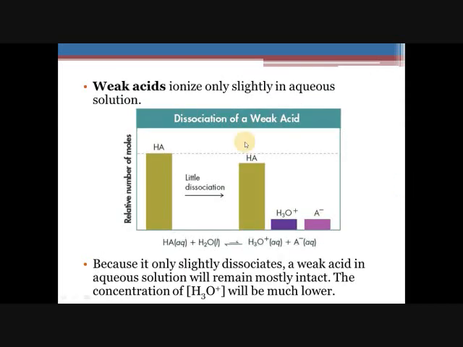If this is the before, where we have all acid, and then the after, there is still some of that weak acid left. The H3O+, the hydronium, and the anion both have a much lower concentration because the acid didn't break apart. It only slightly dissociates, we say, and so it will remain mostly intact. The concentration of the hydronium ion will be much lower.